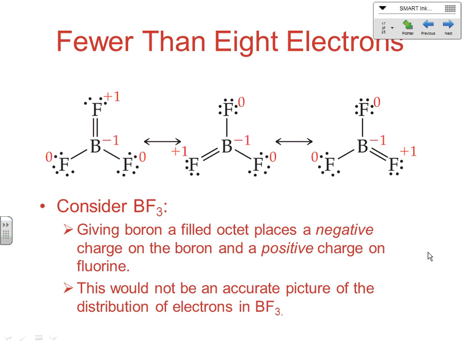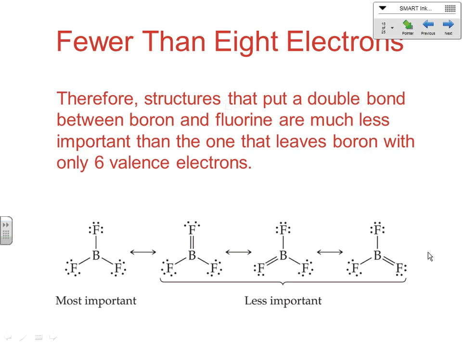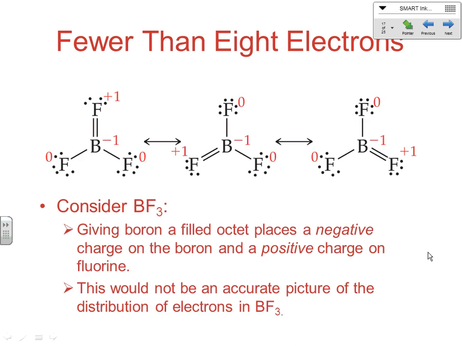Well, keep in mind, what's going to happen here is it's going to give boron a filled octet, which will make the boron negative in charge, and it's going to cause one of the fluorines to be a +1 in charge. Well, this can't be an accurate depiction for the electron distribution based upon what we've talked about. I mean, fluorine is highly, highly electronegative. It's never going to form a +1 formal charge. That's just unlikely to happen. So this would not be an accurate way to do it.